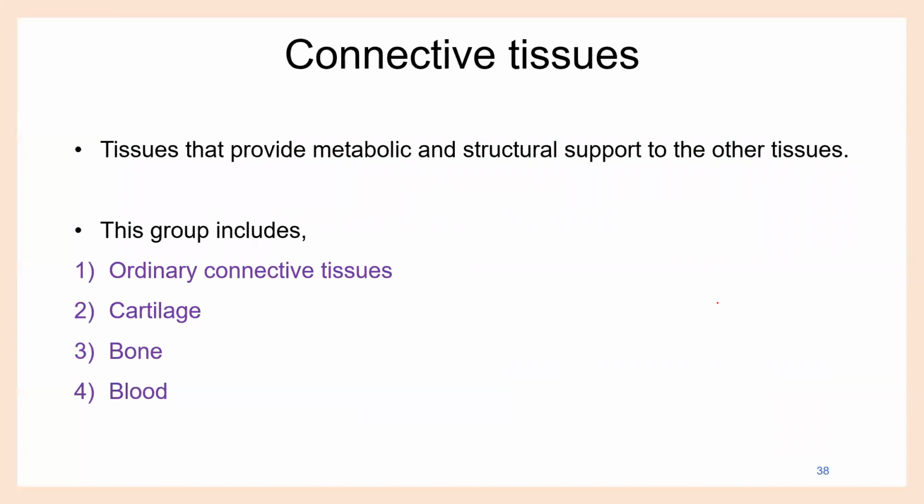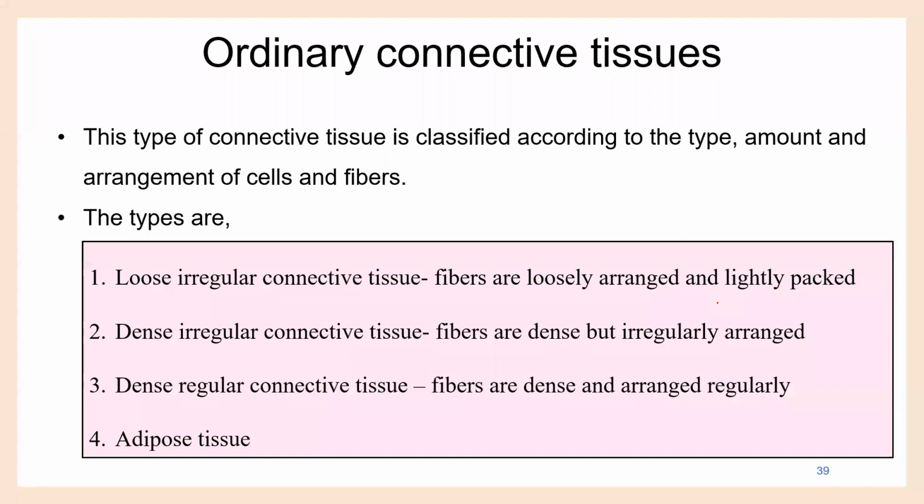Right, so classification you have already done. Ordinary connective tissue, cartilage, bone, and blood. So we'll be talking about ordinary connective tissue. We will do the cartilage and bone later. Okay, so ordinary connective tissue, as you probably did in your lecture, you have several different types. So we will look at slides of loose irregular tissue, dense irregular, dense regular, and adipose tissues.